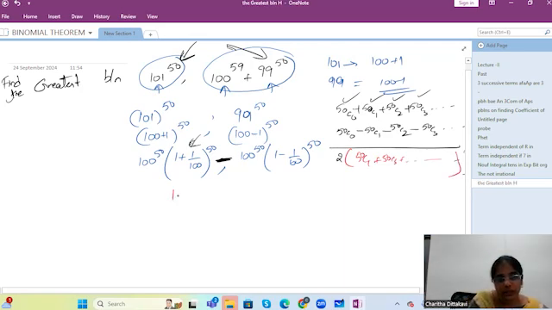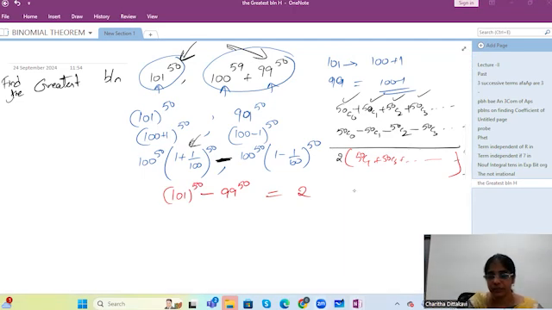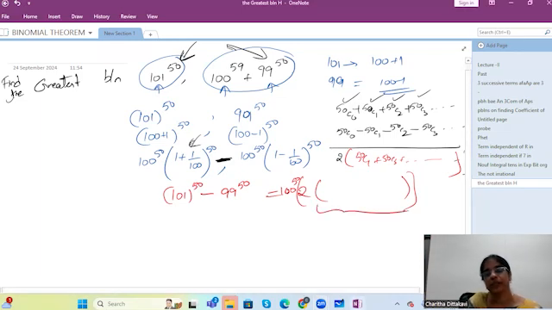So this 101 to the power 50 minus 99 to the power 50 is the same as writing 50C0 and all these, with 100 to the power 50 taken common, then 2 times something, isn't it? So now we definitely know that this is greater than 100 to the power 50.